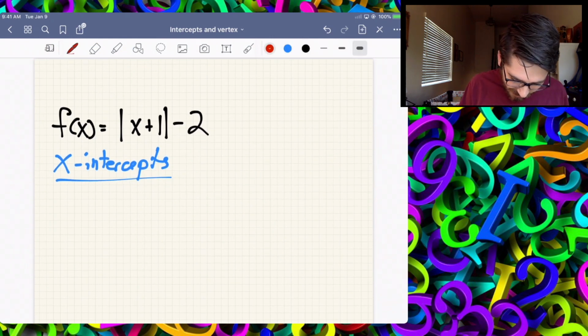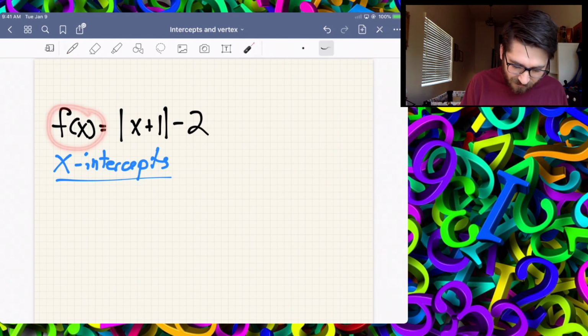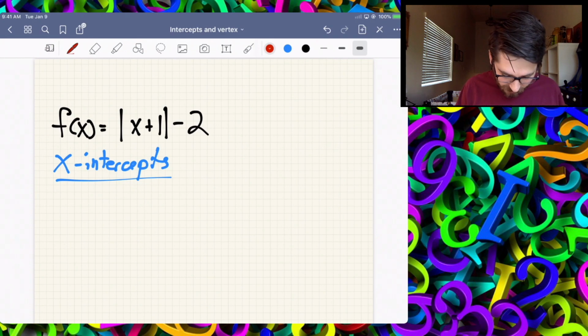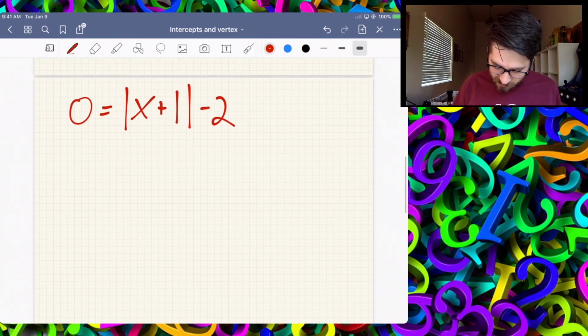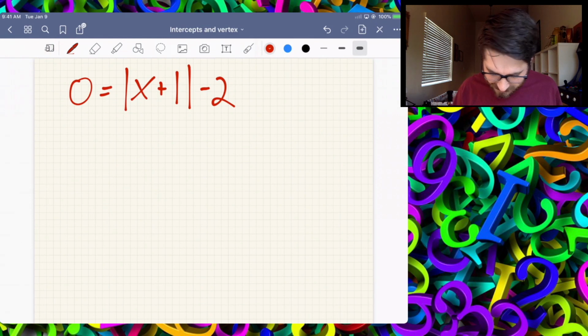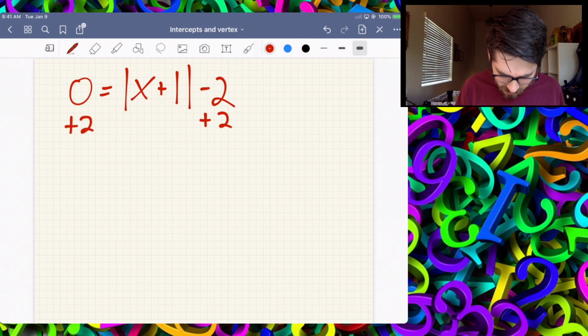So we're going to use that so that we can mathematically find our x-intercepts of this absolute value function. So we're going to make our value of y 0. And also remember that f of x is the same as y. So here we go. 0 equals the absolute value of x plus 1 minus 2. And now we have to solve for x. So let's give myself a little more room here to do that. Well, first I know we can add 2 to both sides of this equation. We get 2 equals the absolute value of x plus 1.